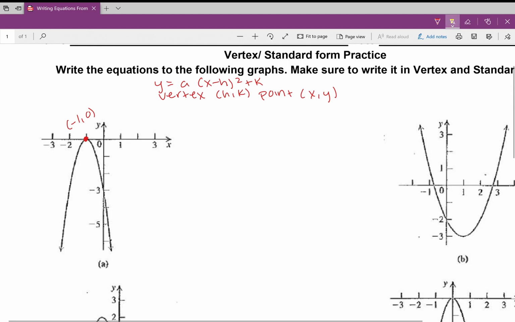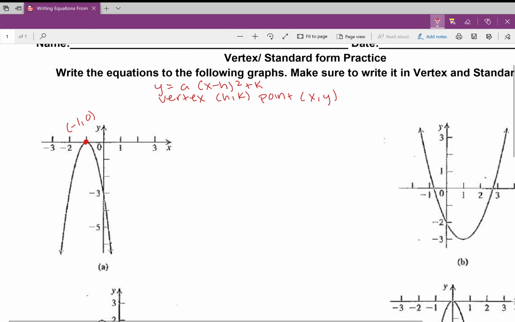Anything, if it will let me highlight. Let's see. No, it won't let me highlight. Let me just change the color real quick. Change it to yellow. So anything right here. It's kind of like blocking it out. That's okay. Anything on that line. So I'm going to go ahead and use this point, the y-intercept. And our y-intercept point is (0, -3).